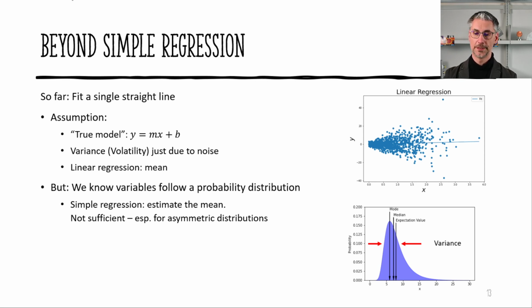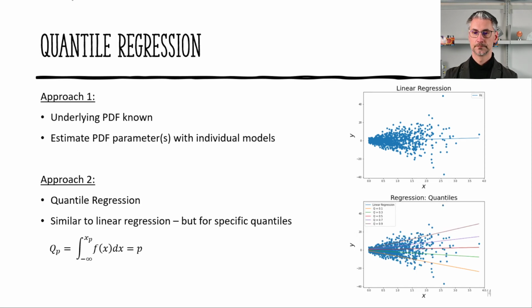But of course we already know that variables follow a specific probability distribution. Here, when we do simple linear regression, we estimate the mean, but then we don't capture the essence of this distribution because it's not really sufficient. This is particularly true if we have asymmetric distributions, like for example the Weibull distribution. So what we can do, for example, is quantile regression. In approach 1, where the underlying probability density distribution is known, we build a regression model for the parameters of this PDF for the individual models.